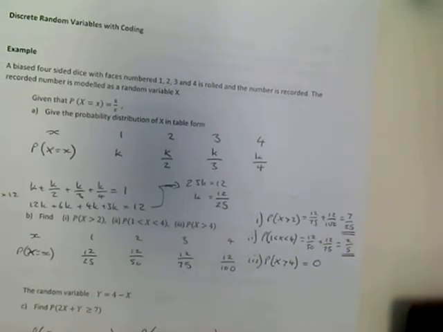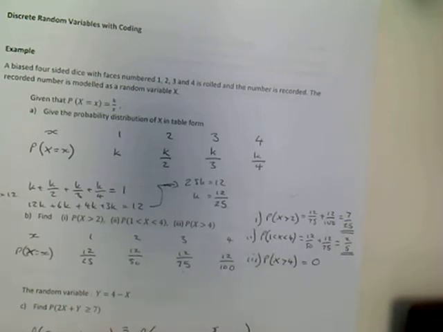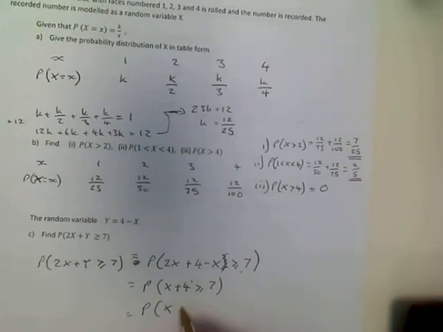So that is x plus 4. Sorry, I've written that wrong, haven't I? I should write that like that. That equals the probability of that being greater than or equal to 7. So that gives us x plus 4 is greater than or equal to 7, which equals the probability of x being greater than or equal to 3. So I'm just simplifying what's in the bracket there.